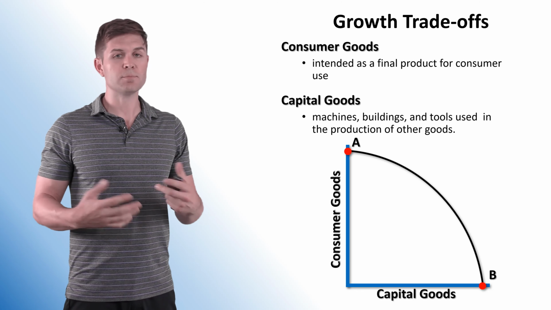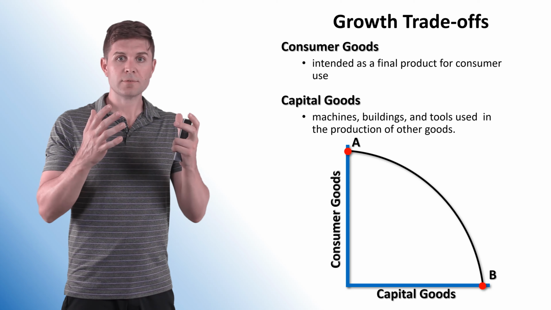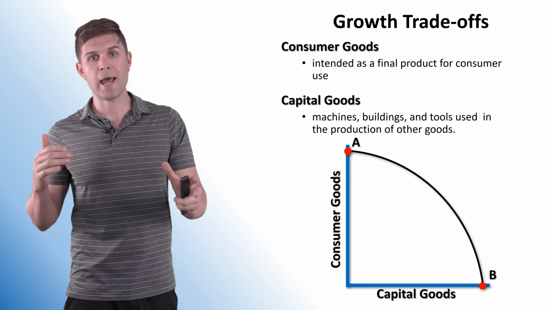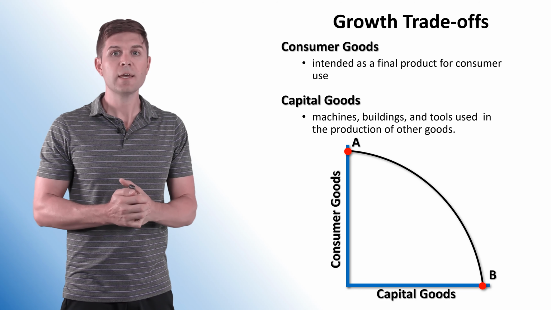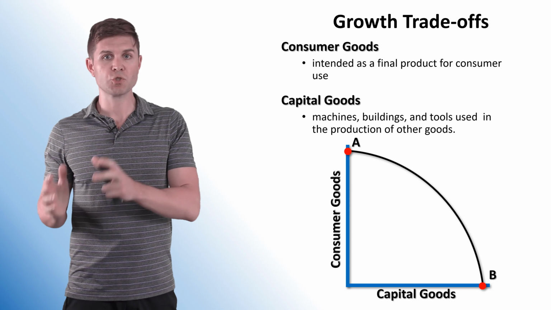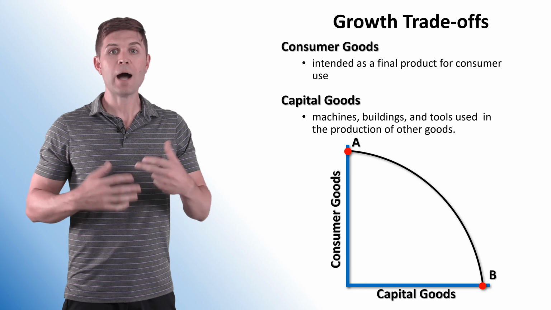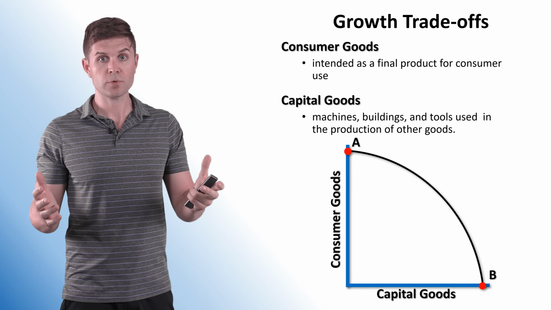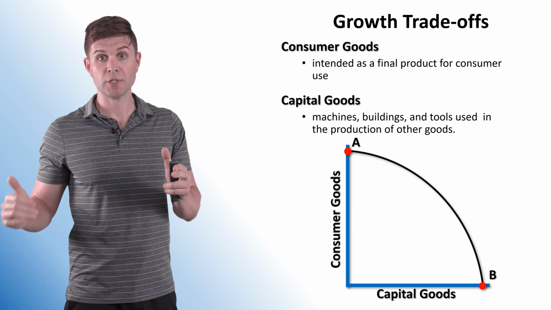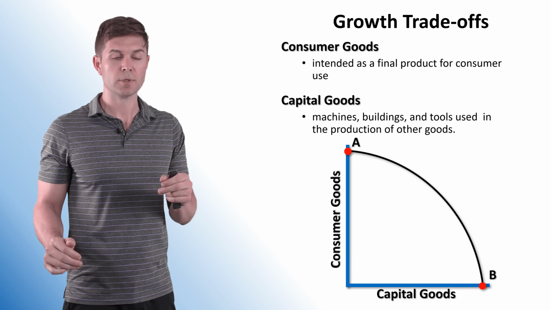So when we look at this model, it has capital goods and consumer goods on each axis, and when we shift production towards more capital goods, the outcome is more future growth. If we focus on consumer goods, it's at the opportunity cost of lack of production in the future, loss of production in the future.